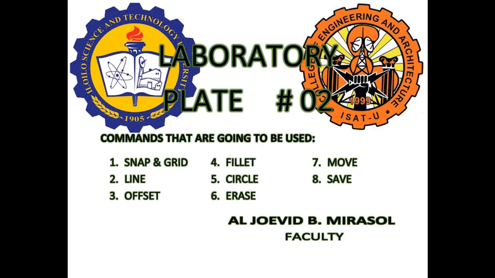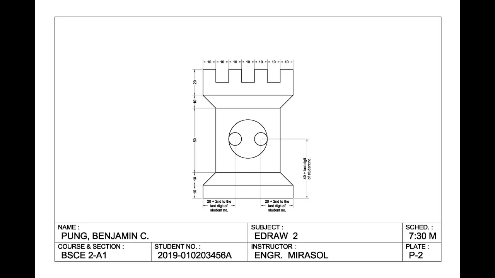Two types of saving. First is we're going to save as, and finally we're going to save. Okay, so these are the commands that we're going to be using in this laboratory. We will be drawing this rook. It looks like a rook, but it has a circle in the middle, one big circle and two smaller circles. The small circle has a radius of 5, but the big circle doesn't have a given radius, because the properties of the small circle will define the size of the big circle.